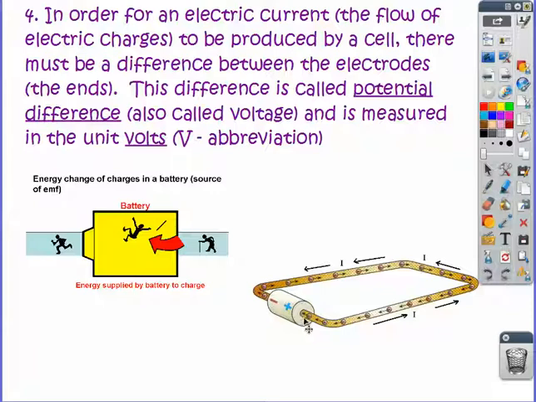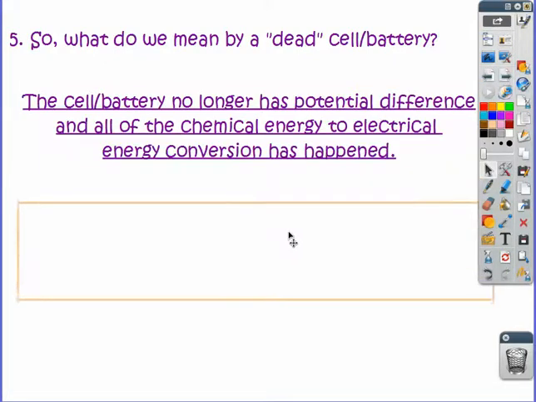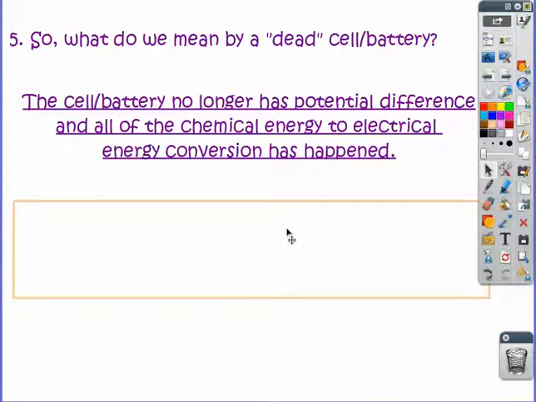If there's not a difference between the positive side and the negative side, then there is no flow of electricity. So when we say a dead cell or a dead battery, what do we really mean? We mean that the cell or battery no longer has a potential difference between its positive and negative side. It's no longer a positive side and a negative side, they're just the same. So electricity can't flow through the cell anymore, which means it's no longer going to function, and we would call that a dead cell.